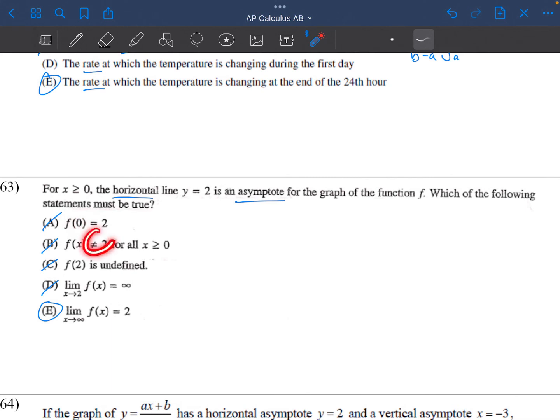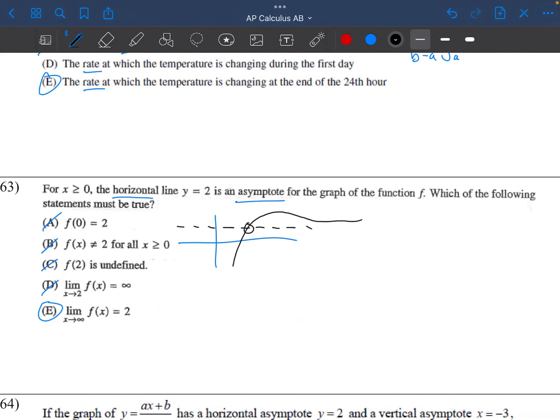B is saying that it's never equal to 2, which you can kind of make an argument for, because technically asymptotes, you're not supposed to touch them, but you can, because you can have graphs that go like this, where say you have an asymptote right here. You can have a graph that jumps through the asymptote and then gets closer and closer to it from above, but you are allowed to cross it once, so technically that does eliminate B. You are allowed to go through 2.